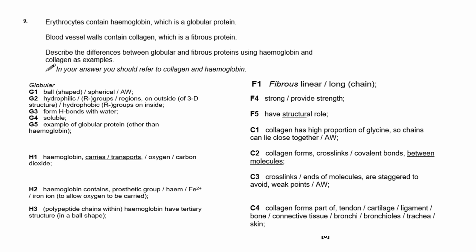Moving across to the fibrous molecule, which is collagen. First of all, talking generalizations about fibrous molecules. They're long, they're strong, and they have a structural role. Collagen, if you remember, has a high proportion of the amino acid glycine, and so the chains can lie very, very close together. There are cross-links between the fibers of collagen, making the molecule very strong. And we can then finally state where collagen is found. It is found in ligaments, tendons, attaching muscles to bones.